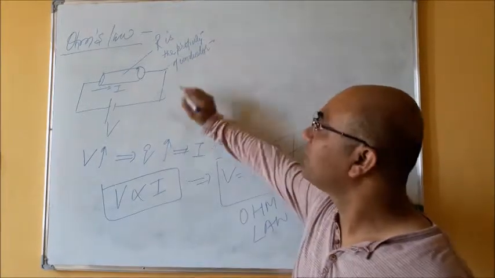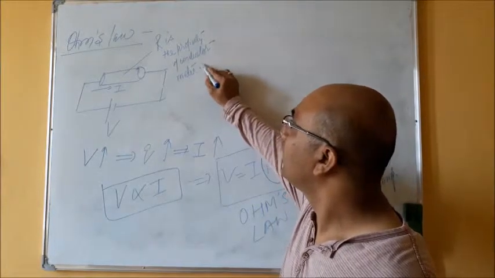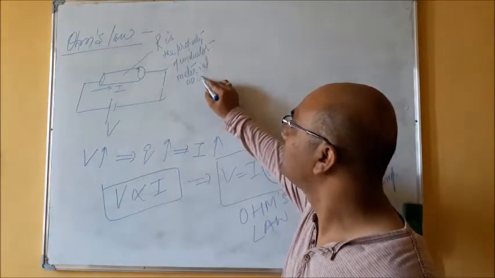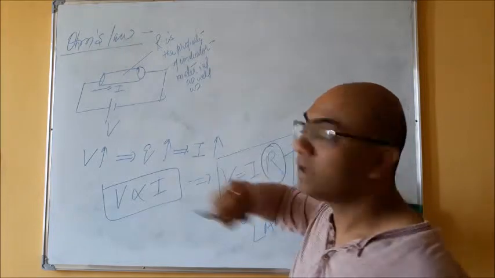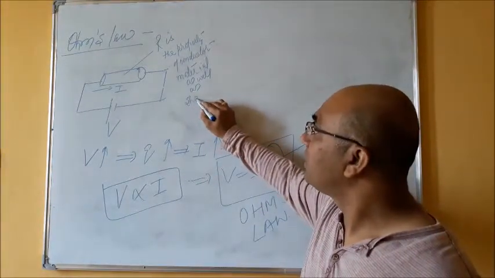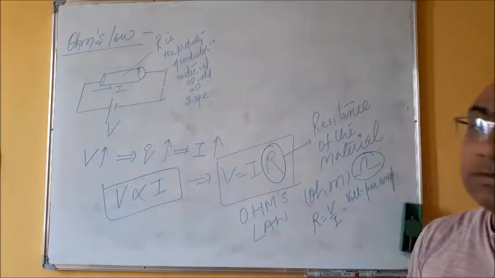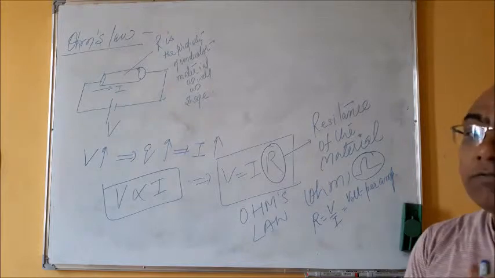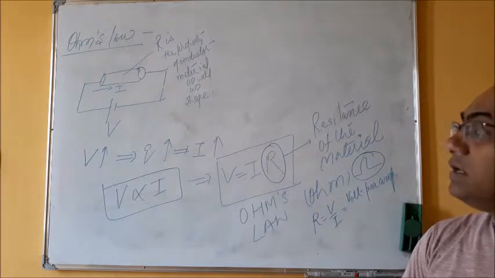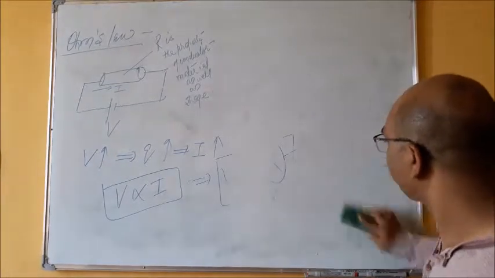The property of the conductor material, as well as the shape. Okay, so this R depends on the property of the material and the shape. So to understand how it will depend, let's see.